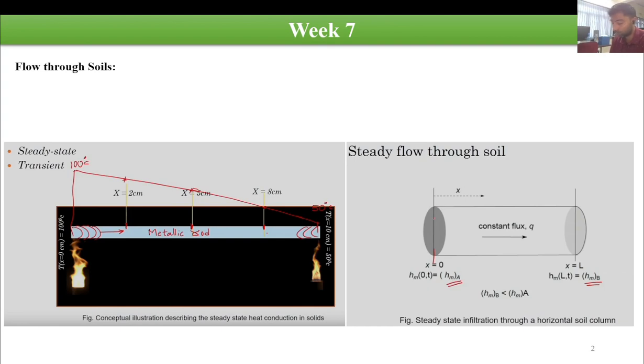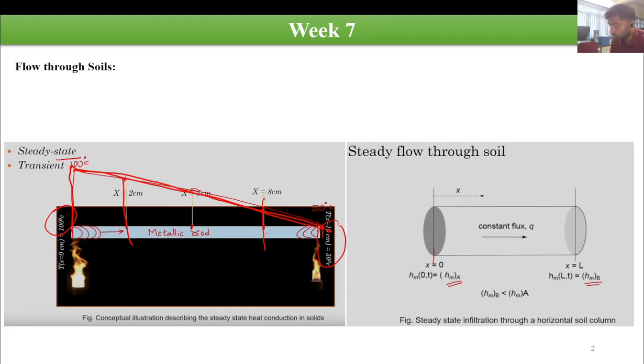Coming now to the content of this week, we have studied in the theoretical class how we can understand the concept of steady state flow in a metallic rod. If we maintain a particular temperature at both ends of the metallic rod, then the temperature varies from the higher temperature to the lower temperature, and it will be something like this. Based on this, we can determine the temperature at different points. In this case, temperature is varying linearly. So this is like the steady state flow of heat.